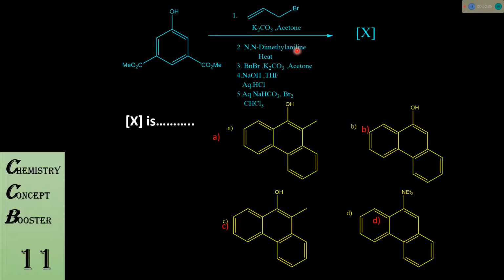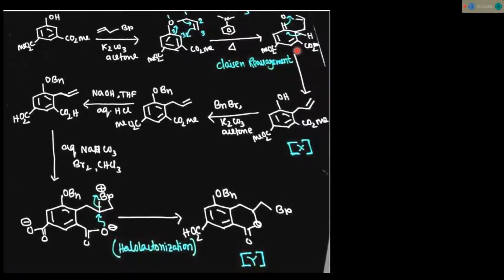So let's see the mechanism of the reactions. This is the starting material. First, allyl bromide is used. K2CO3 deprotonates the OH, so O minus attacks this, and this compound is formed. We all know this is an allyl phenyl ether. So allyl phenyl ether is a perfect starting material for Claisen rearrangement.